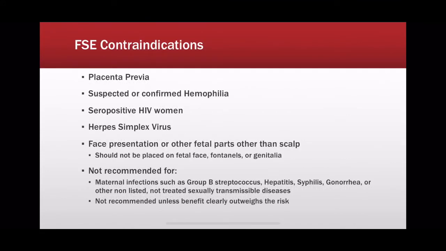Some of the contraindications to placing a fetal scalp electrode include placenta previa, suspected or confirmed hemophilia, seropositive HIV women, herpes simplex virus, face presentation or other fetal parts other than the scalp. Really, we don't want to place the FSE on the fetal face, fontanelles, or genitalia. The buttocks can be used, but it's not of preference.